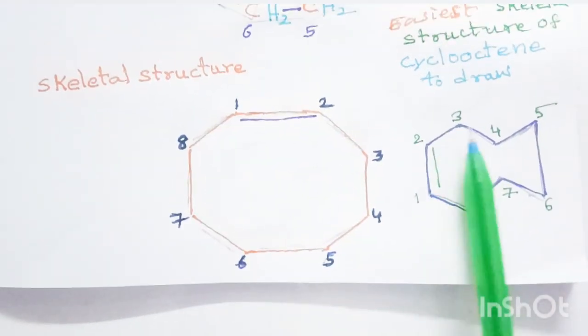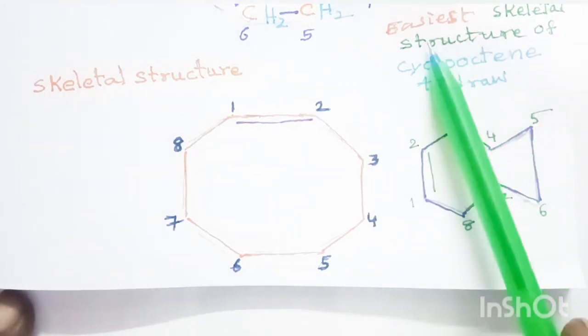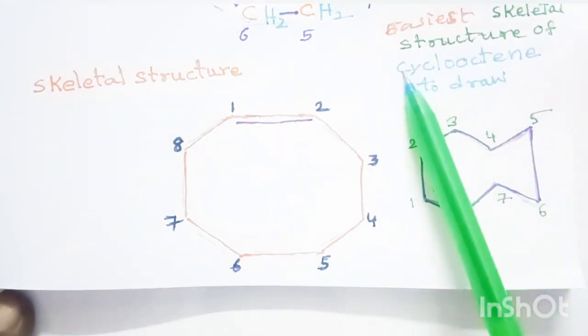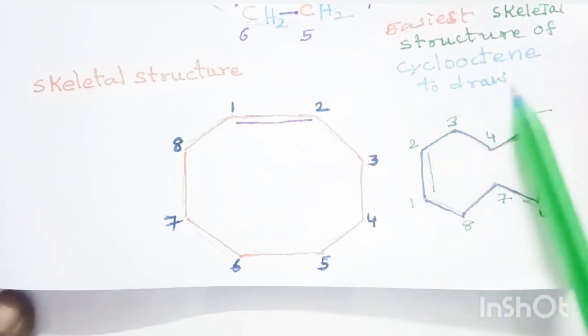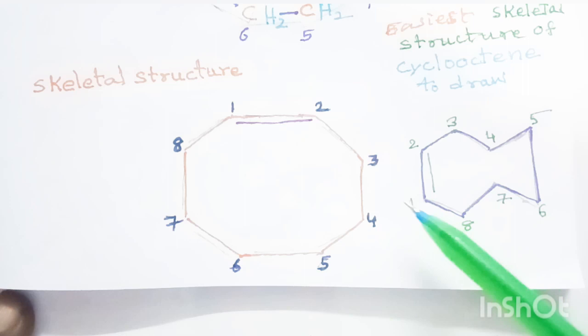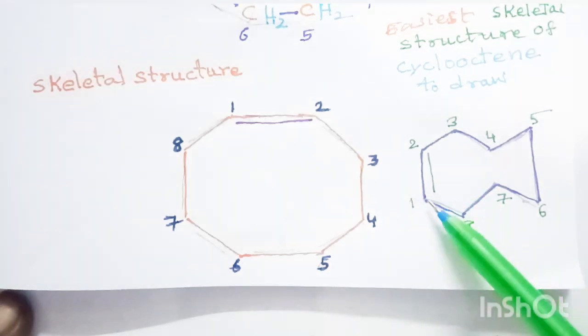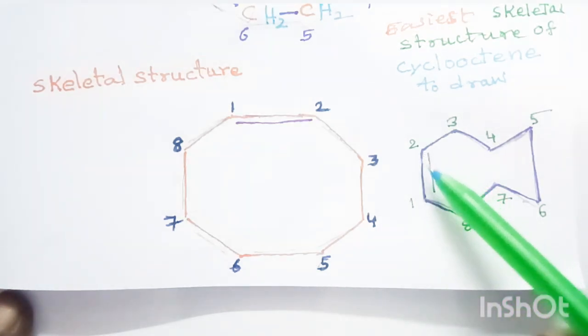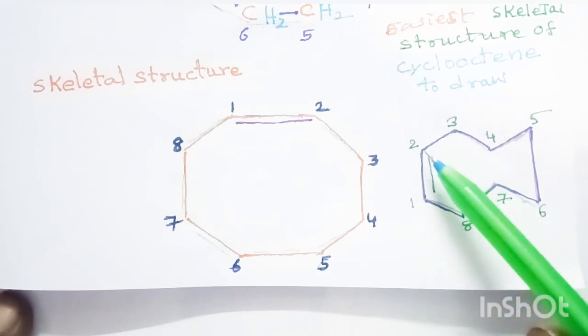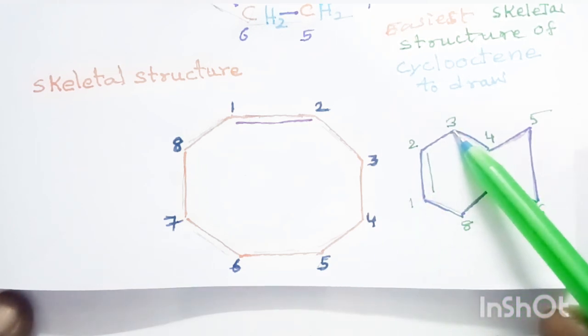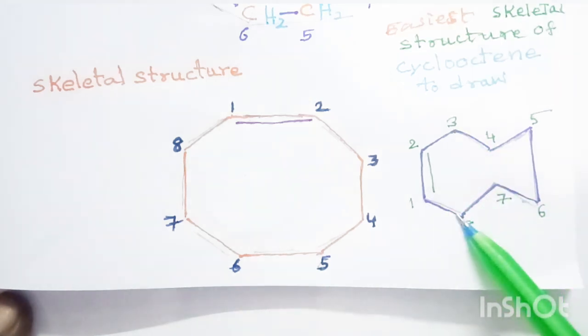Now the easiest form to draw skeletal form of cyclooctane is easily drawn like this. You draw a straight line like this. Name it 1 and 2. Draw a double bond here. So this becomes an alkene. You draw a straight line above and a straight line below.